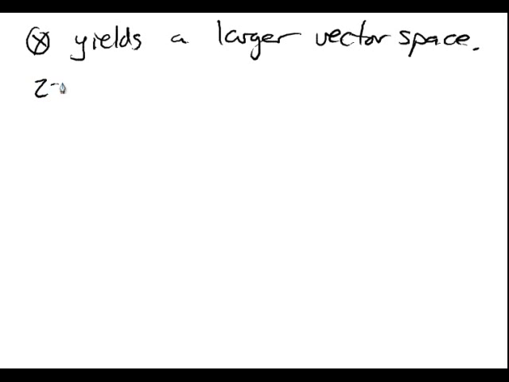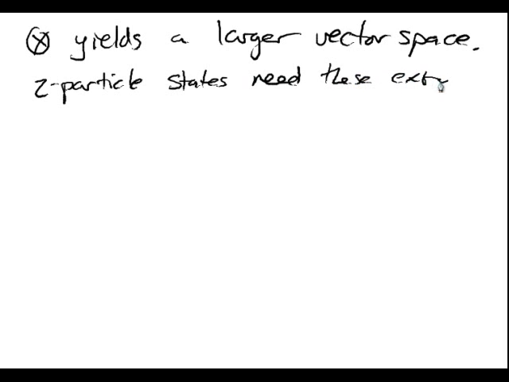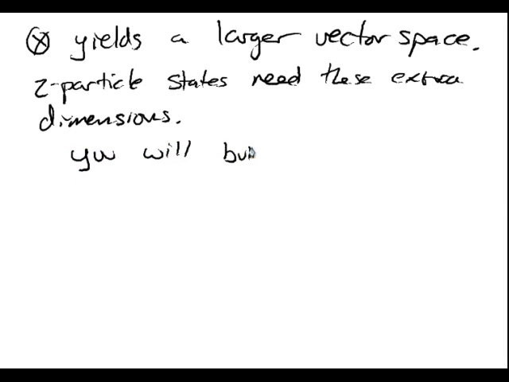But these two-particle states need the extra dimensions because, when you've got two states for each of the two particles, then there's going to be four combinations, right? And you can see how that would generalize to larger dimensions. So you'll build some of these up with the notebook that you'll do shortly.